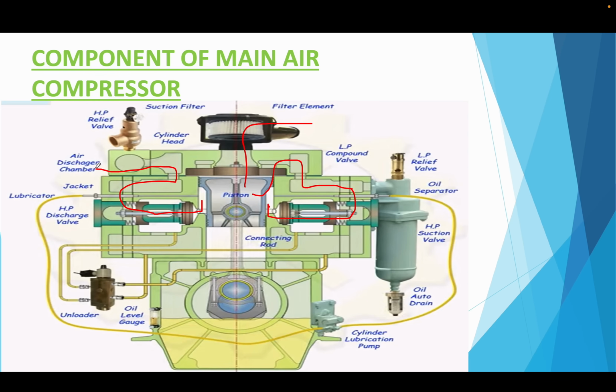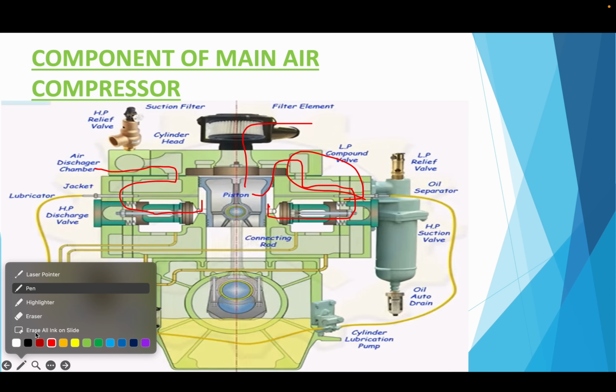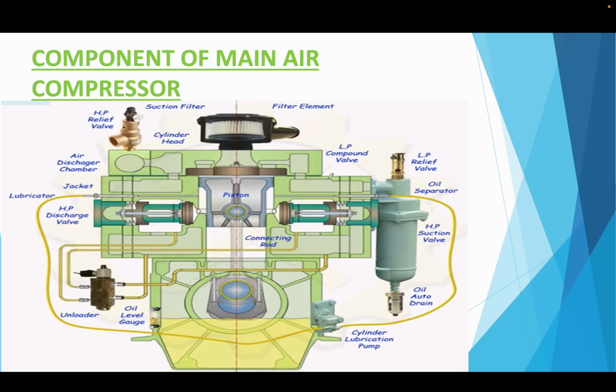So this is how the air flow looks: suction, then discharge from here, then suction to the second stage, and discharge from here, and then going to the air bottle. In between this cycle is the intercooling, which is causing an increase in the volumetric efficiency and a reduction in the work done.